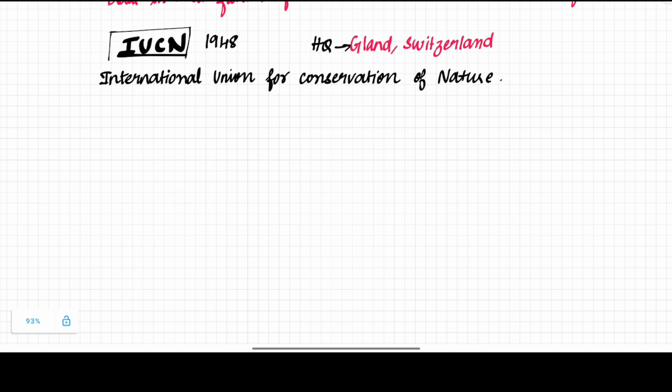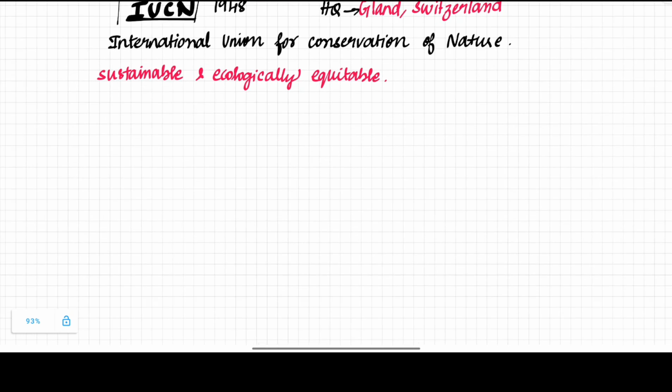Its mission is to influence, encourage and assist societies to conserve the integrity and diversity of nature and to ensure that any use of natural resources is equitable and ecologically sustainable. So who can be the members of IUCN? Members can be governments as well as civil society organizations.